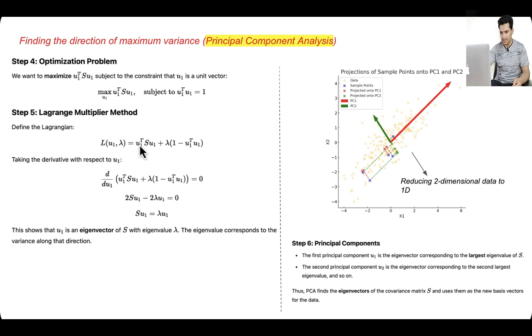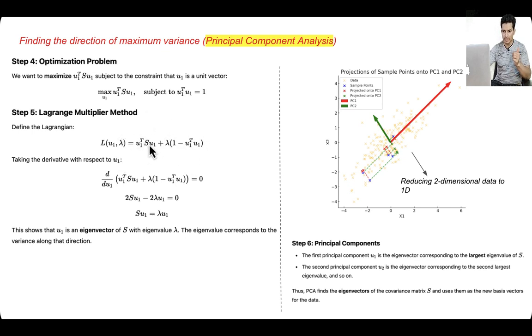So we will maximize u transpose S u plus lambda (1 minus u transpose u). The constraint goes on this side, 1 minus u transpose u, and one lambda will come up, which is called the Lagrange multiplier. So this is how we solve a constrained optimization problem.